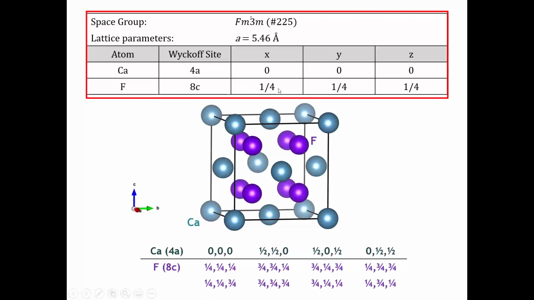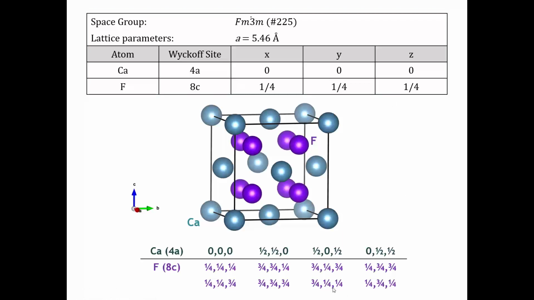I guess I should say that it doesn't really matter which one of these we write. We don't have to write 1/4, 1/4, 1/4. We could have written 3/4, 1/4, 1/4, and that would have also been okay. But we are not going to write out all 12 atoms in the unit cell. We only have to write out the positions of the atoms that are unique by symmetry.